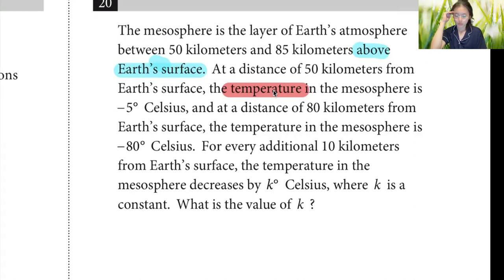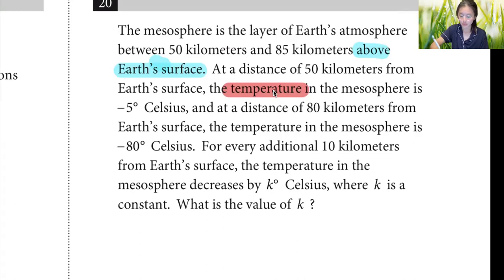So I know there's a bunch of similar numbers, 80, 50, 10, 5, but the mesosphere part doesn't actually matter. What matters is what we're dealing with. So we have kilometers above Earth's surface. That's one thing. And the other one is temperature. We can confirm that those two are the things we're dealing with by looking at the final question. So the final question is really important.